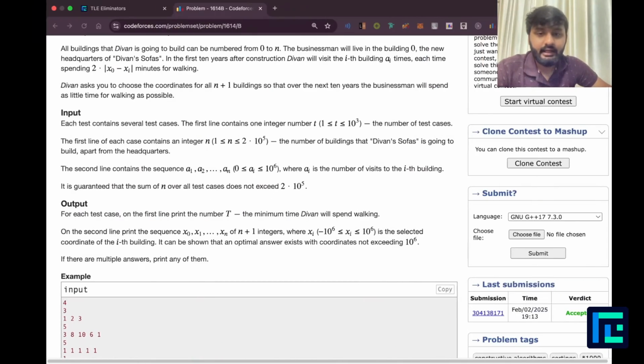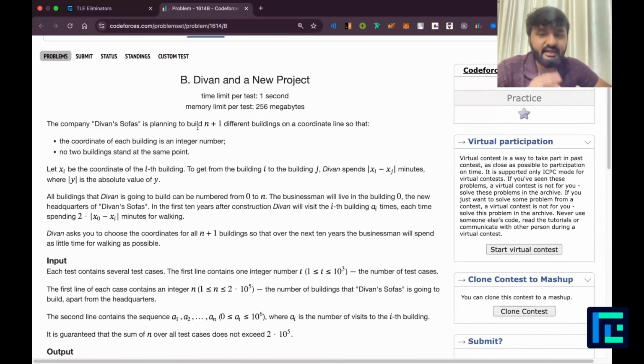Okay. Let's begin with the idea and the problem. Now, the idea in this problem is very intuitive and very greedy. Think about this question with yourself.